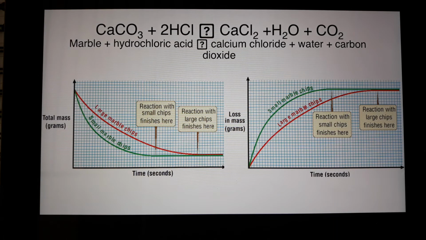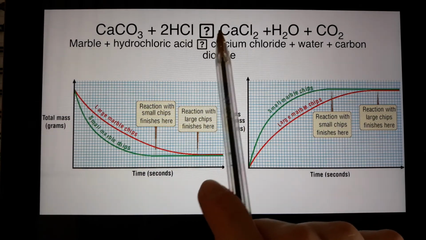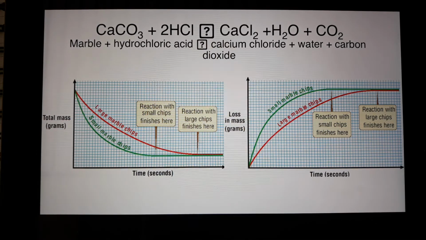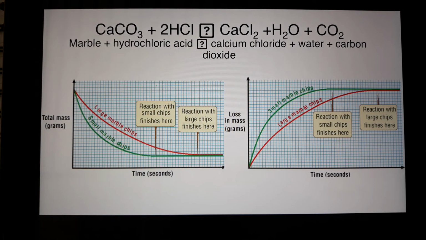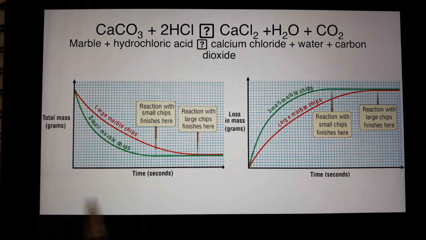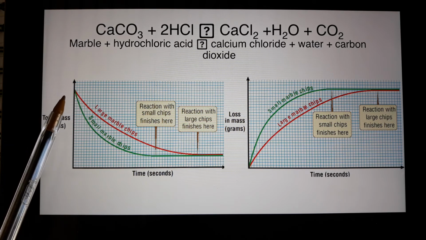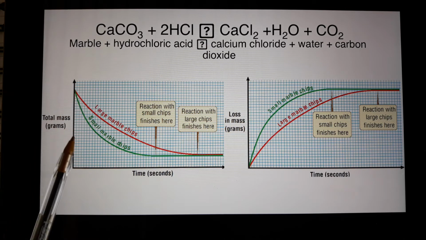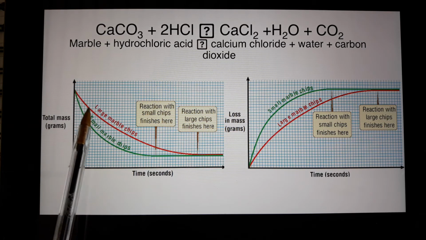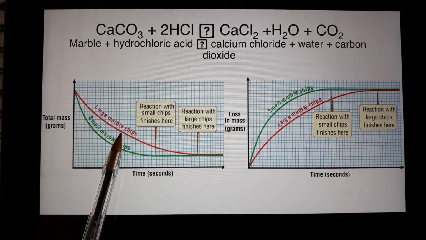And here are just two little graphs to show that. On the iPad, for some reason, my little arrow turns into this symbol, but that's the arrow. Marble chips and hydrochloric acid give us calcium chloride, water, and carbon dioxide. This is the reaction as you would expect to see your results as the reaction continues. As time increases, you can see the small marble chips lose mass, i.e. create carbon dioxide gas, very, very quickly initially, and then the reaction begins to level off. Whereas the large marble chips do not create carbon dioxide as quickly at the beginning, and then the reaction levels off.